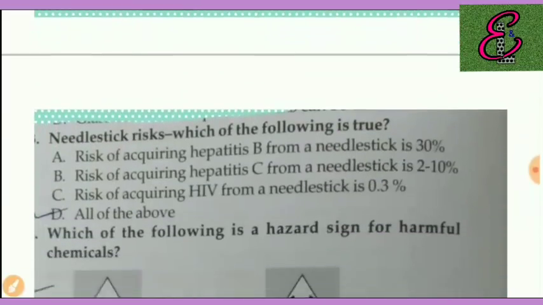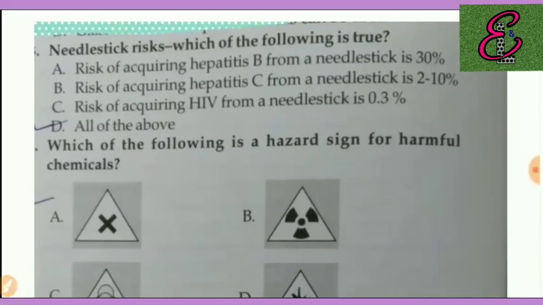The next question, needle stick risk. Which of the following is true? Here all the options are true. Risk of acquiring hepatitis B from a needle stick is 30%. Risk of acquiring hepatitis C from a needle stick is 2 to 10%. Risk of acquiring HIV from a needle stick is 0.3%.